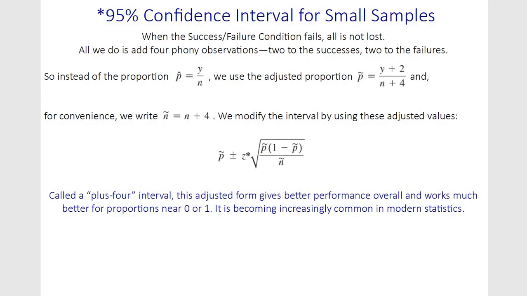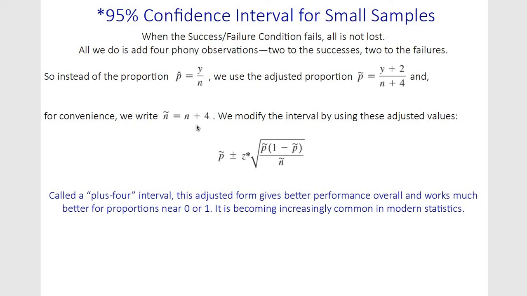Now, what if we have a small sample size and we can't get our success/failure condition to at least 10? What we do is add 4 phony observations, 2 to the successes and 2 to the failures. So instead of the proportion, we use this proportion. You add 2 to the top and 4 overall. So make sure that you notice where you're adding your numbers. We're kind of evening it up, so we're trying to get it away from 0.